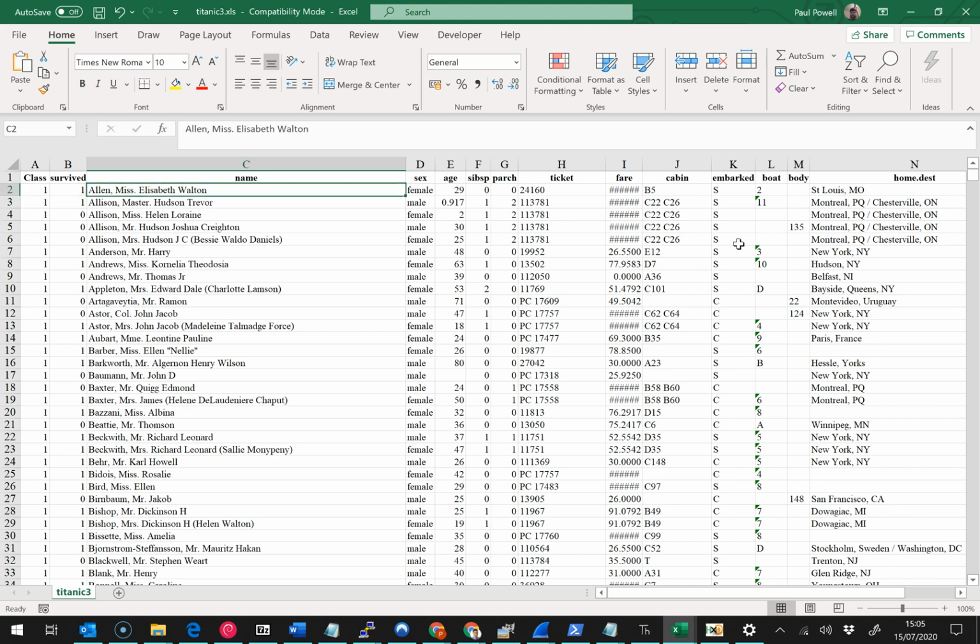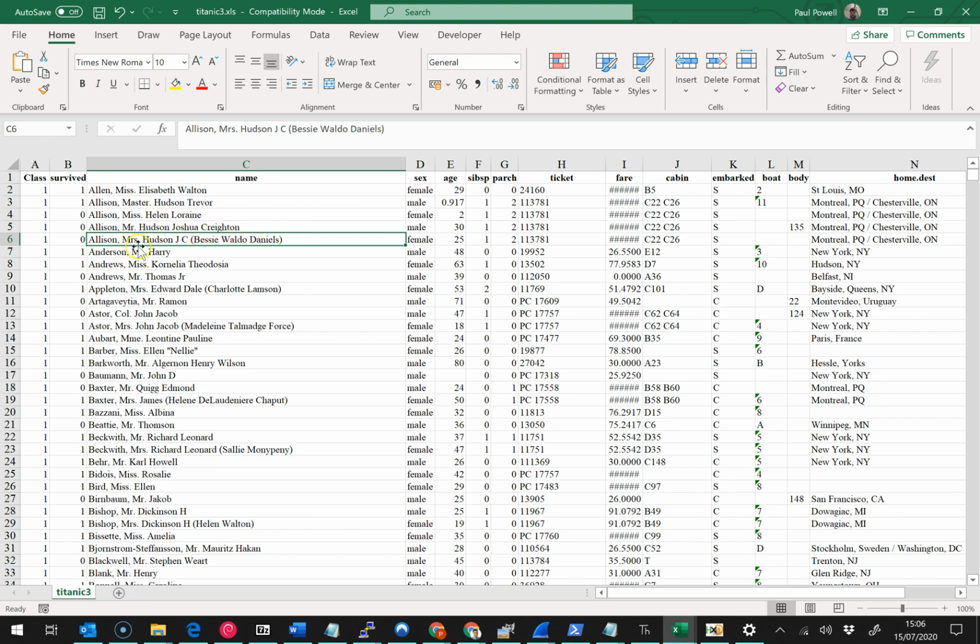We've got our name here. Now this is listed with the surname first, and then it's got the title, and then it's got the person's name. Quite often where you've got a husband and wife, because this is 1912, remember, you have the wife's name actually listed as the husband. So you can see she is listed as Mrs. Hudson J.C. Allison, and her actual name was Bessie. That's what's in brackets over here.